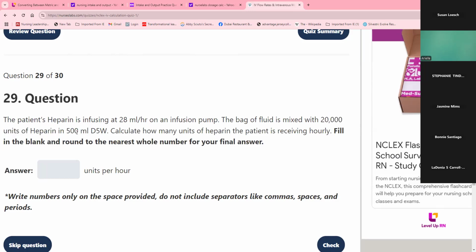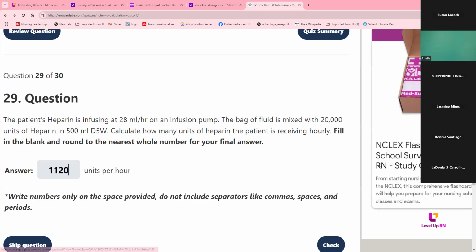So all you have to do is figure out how much is in each mL because you know you have 28 mLs, right? So 20,000 divided by 500 is what? Because you have 20,000 units in 500. 40. Okay, so that means you have 40 units in every mL. So now take your 40 times your 28 because you know you're running at 28 mLs per hour. And that's 1,120. And that's how many units you're running per hour.